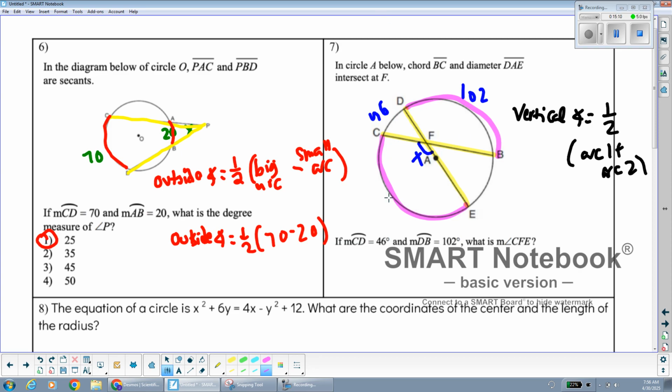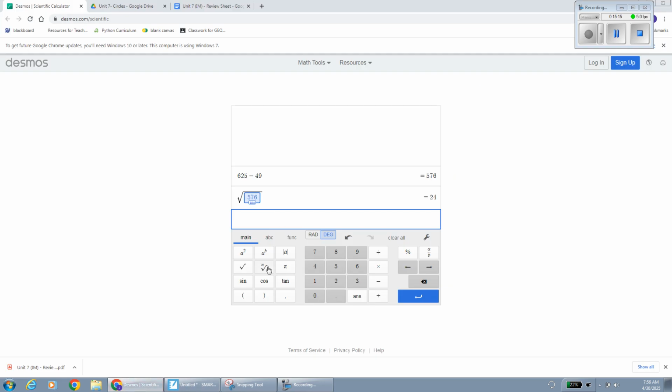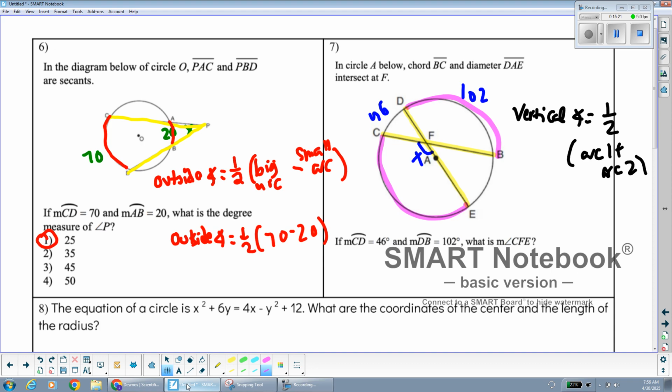So from D to E, that would be 180. So if I do 180 minus 46, then I'll get what that arc needs to be. 134 degrees. Oops. So now I can directly solve for the vertical angle that I'm looking for. So the vertical angle is equal to half of the 134 arc plus the 102 arc.